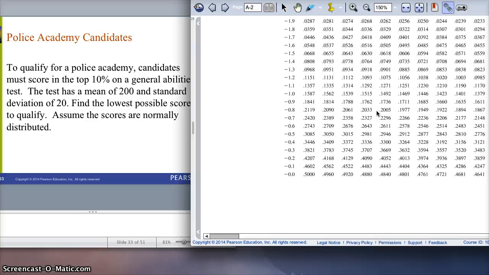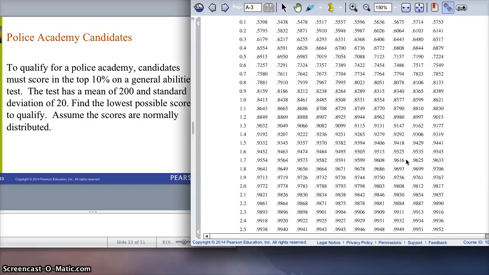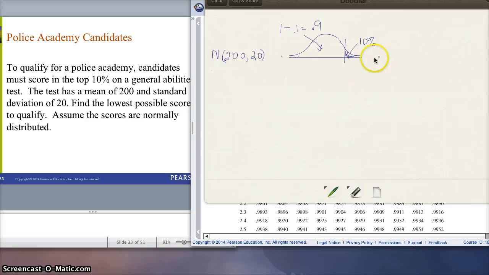If you notice, the highest I get here is 0.4641, so I need to advance a page. We're looking at 0.9, so I'm going to look along here. Here's 0.8888, here's 0.9032. So it looks like we're in between 1.28 and 1.29. This one's actually pretty close, so we're just going to say 1.28 is the value I'm going to use. So that tells me that my z equals 1.28.